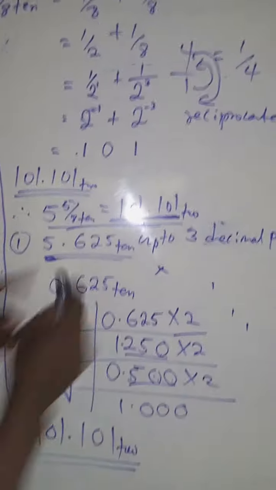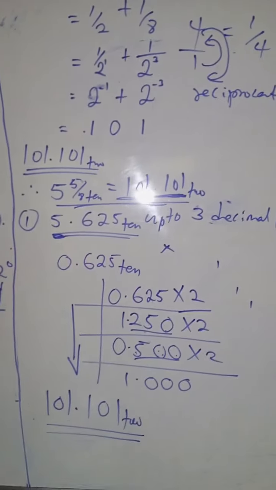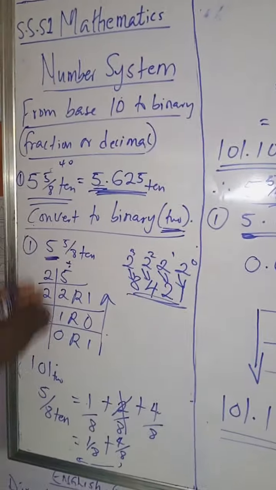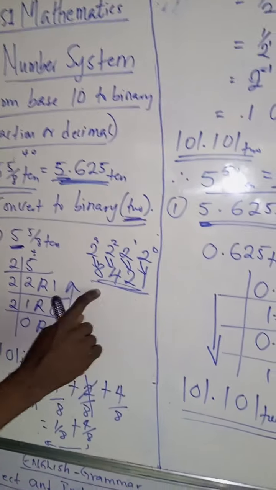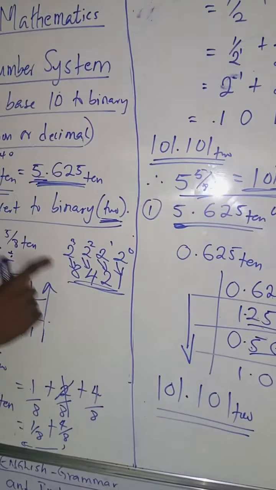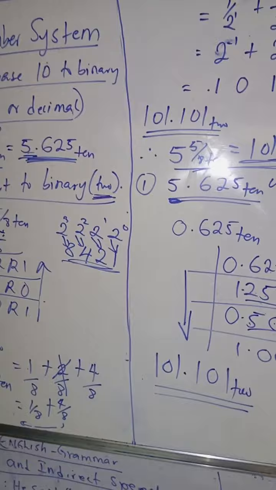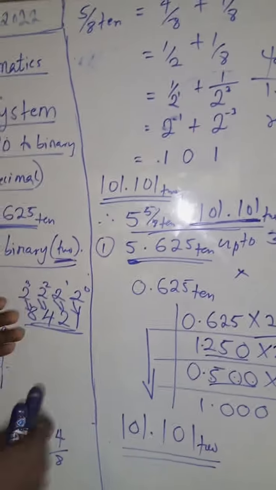So if you are given in this form, that's how you go about it. If you are given in this fraction form, you go about it in this way. The next one here will be 16, 32, and like that. It depends on what 2 is raised to.